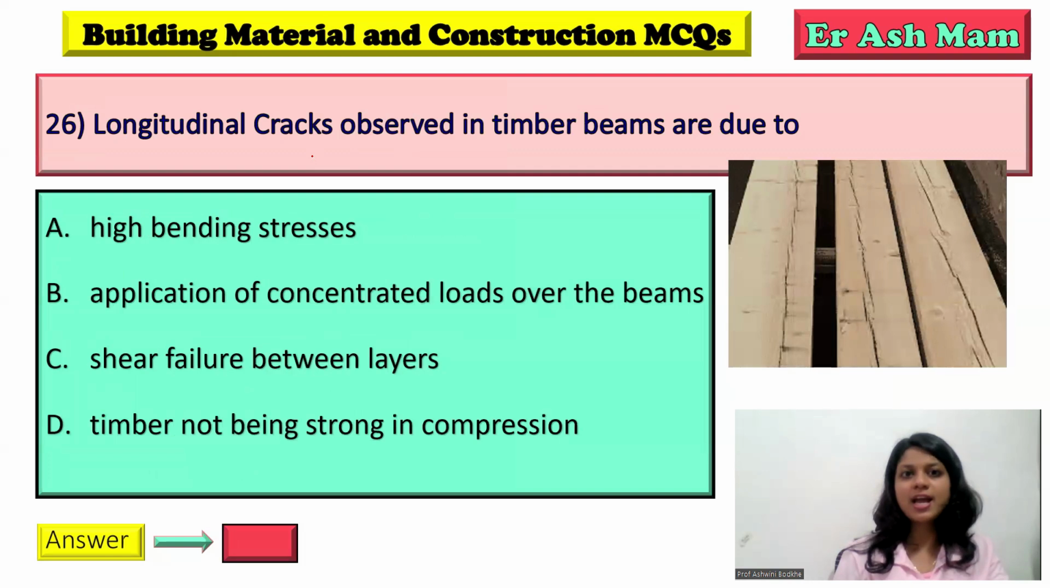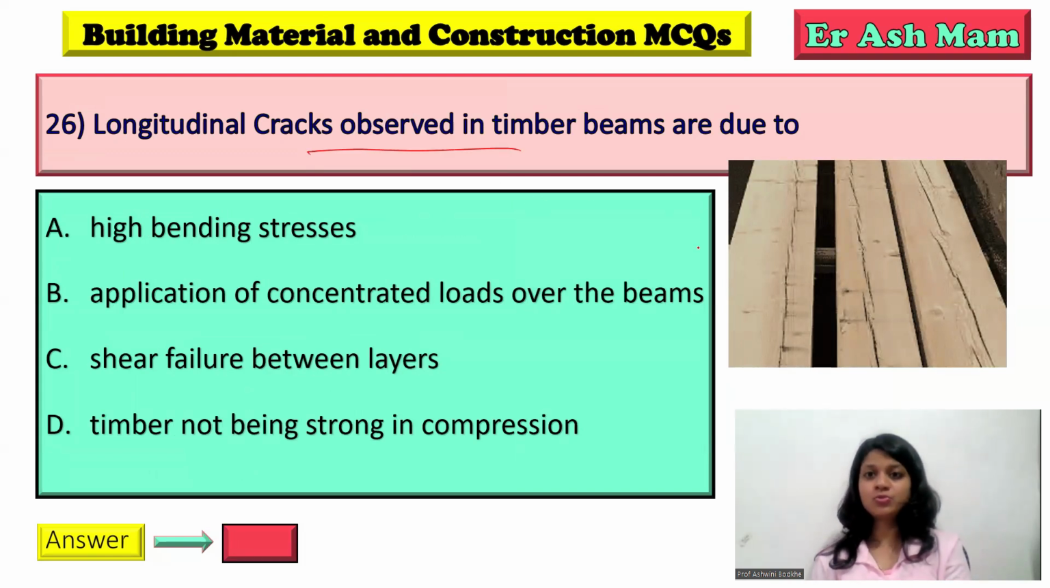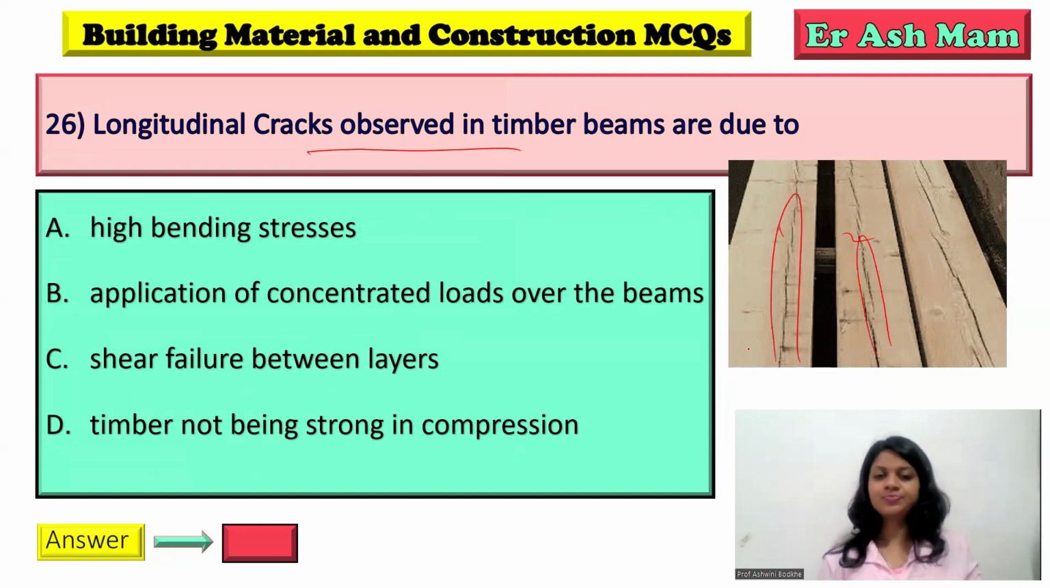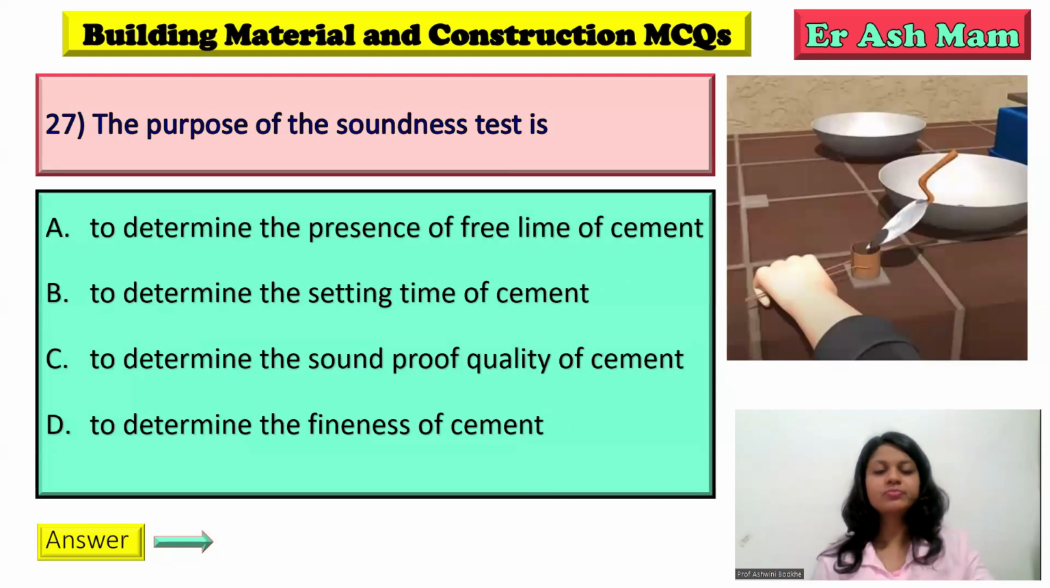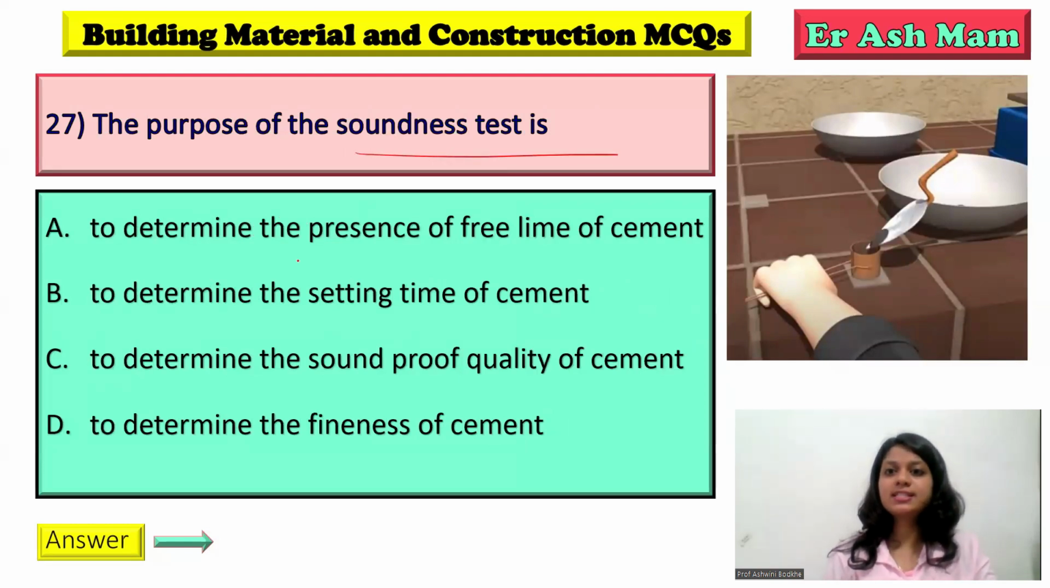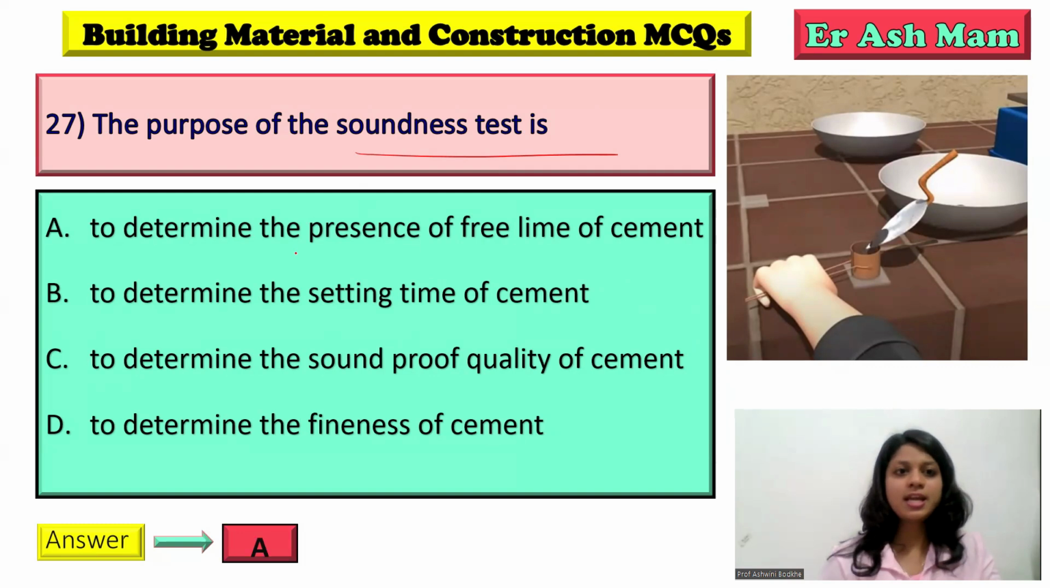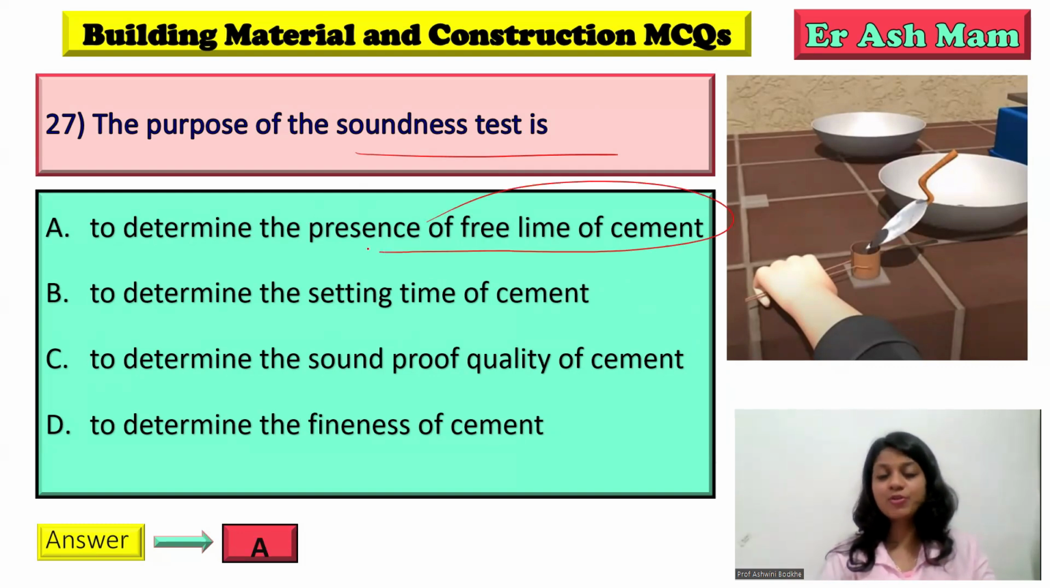Next is longitudinal cracks observed in timber beams are due to. So you can see here, these are timbers, 1, 2, 3 timbers are here. Or you can see these are the longitudinal cracks. Okay, these are due to shear failure between layers. If it is one layer of wood, or a second layer of wood, then if it shears, then longitudinal cracks can occur. The purpose of the soundness test is, answer is A, to determine the presence of free lime of cement.